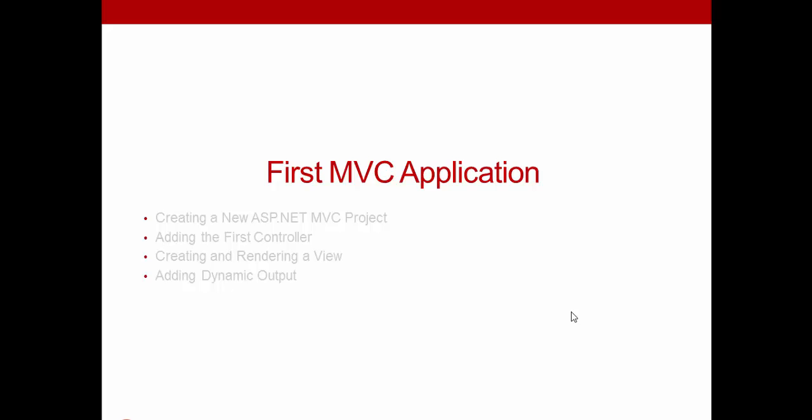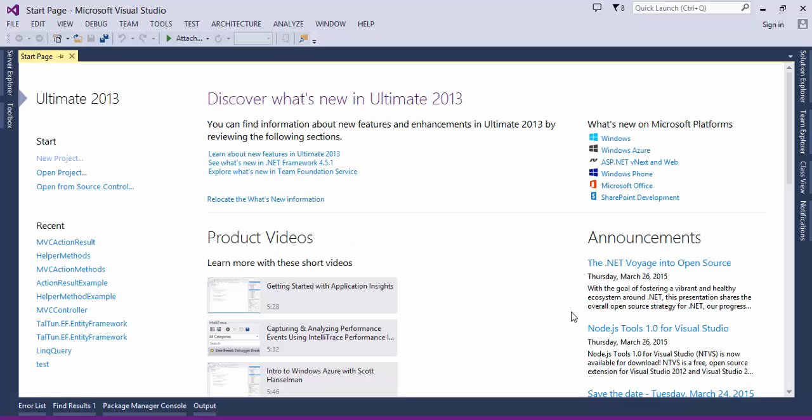In this video we will learn how to create a new ASP.NET MVC project, add the first controller, create and render a view, and add dynamic output in the application. We will use Visual Studio 2013 to create the MVC application. I am going to start by creating a new MVC application project in Visual Studio.